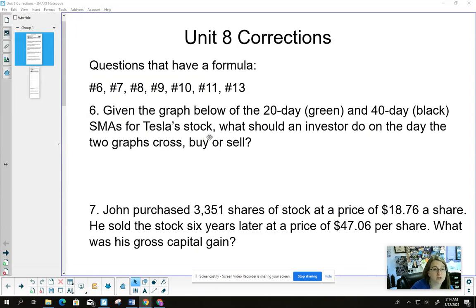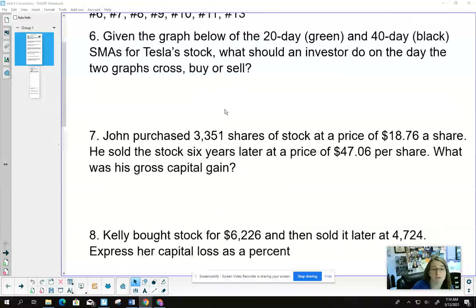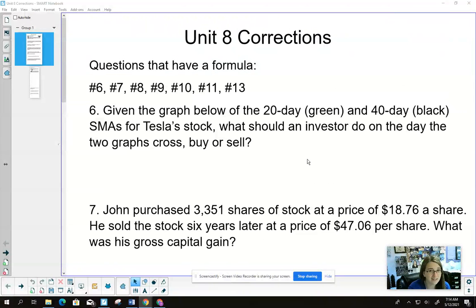So for number 6, what I'm going to do for these is just kind of point out the formula, and then if you're still stuck, you can let me know, and I can kind of help you out. But I just wanted to show you what the formula was. So on number 6, this was the graph you had. Now there were 2 possible ones. So this may be the one you had, this may not. So read your question carefully.